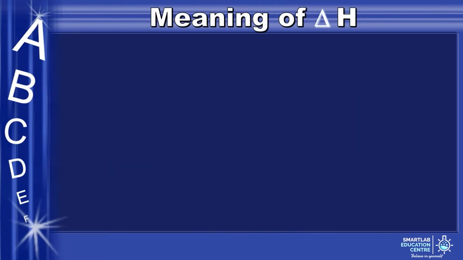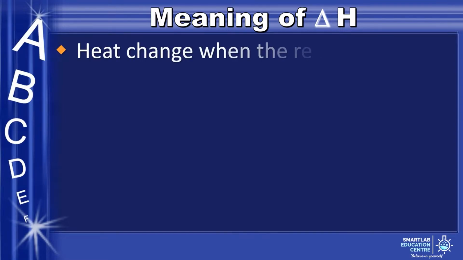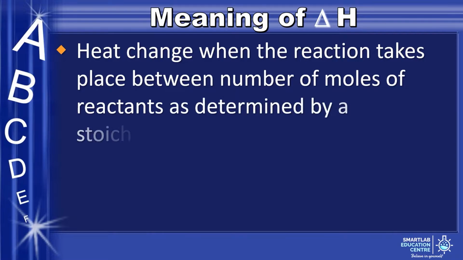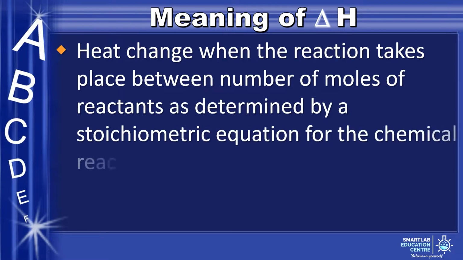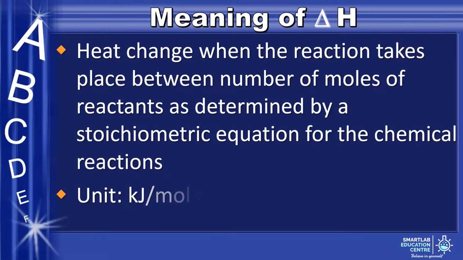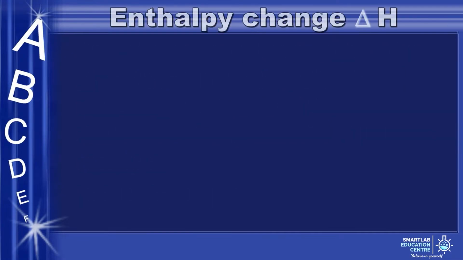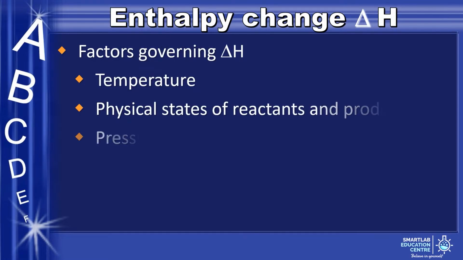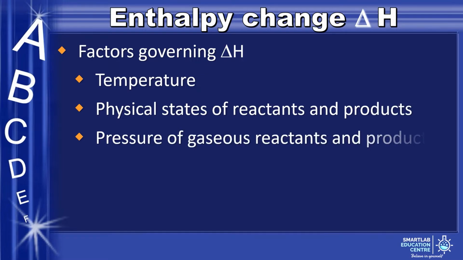The meaning of enthalpy change is the heat change when the reaction takes place between the number of moles of reactants as determined by a stoichiometric equation for the chemical reaction, and its unit is kilojoules per mole or kilojoule. The factors affecting enthalpy change are temperature, physical states of reactants and products, pressure of gaseous reactants and products, concentration of solutions, and lastly the number of moles.